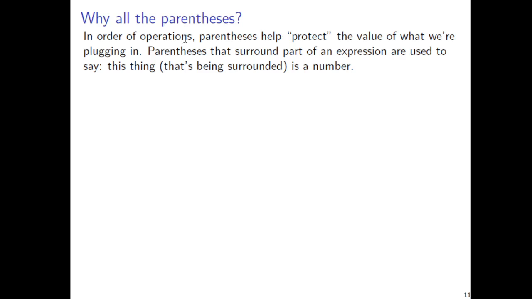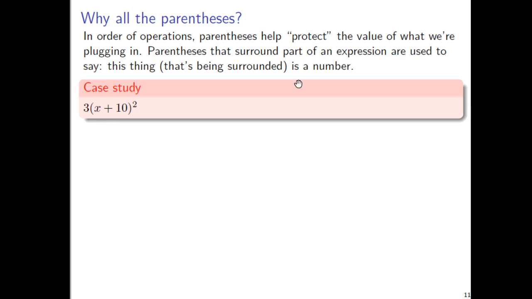It's because they're technically there. So let me say why. In the order of operations, parentheses help protect the value of what we're plugging in. The parentheses that surround part of an expression are used to say this thing, the thing that's surrounded in parentheses, is a certain number. So here's a quick case study to show.